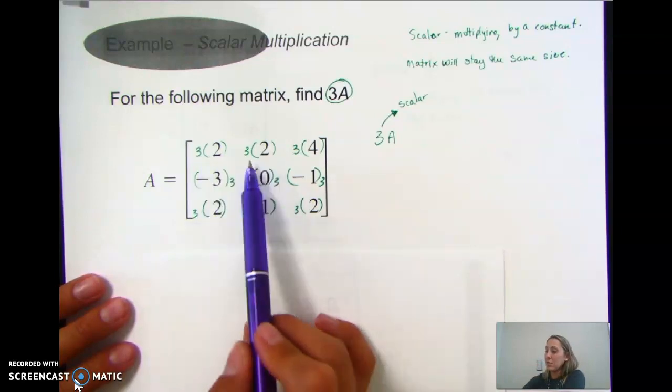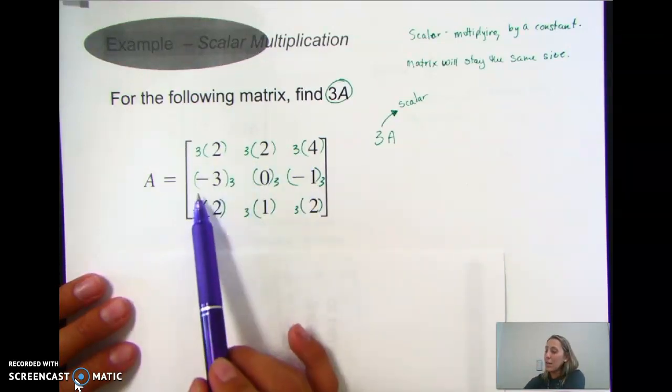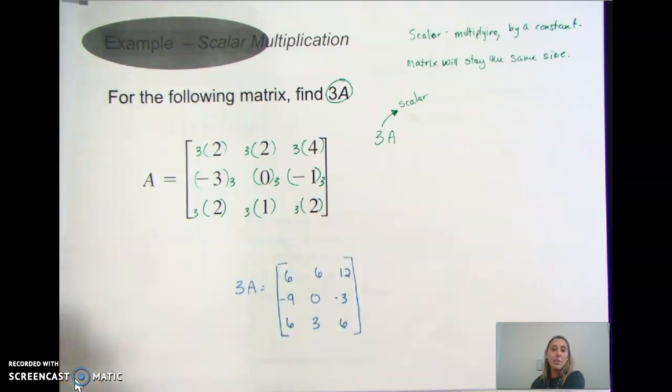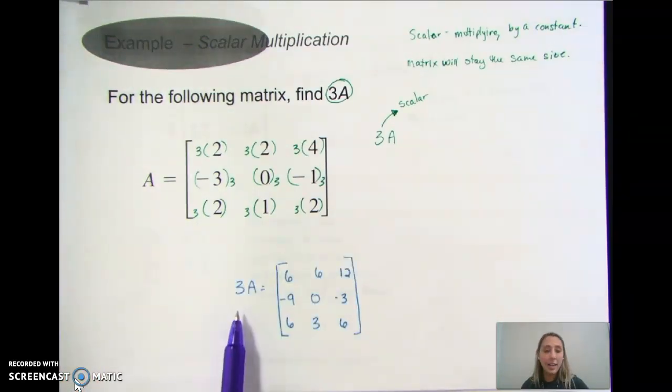I've done 3 times 2, 3 times 2, 3 times 4, 3 times negative 3. So what we're going to do is write 3A so the reader knows that I am multiplying 3 to every entry in A. So that is your answer.